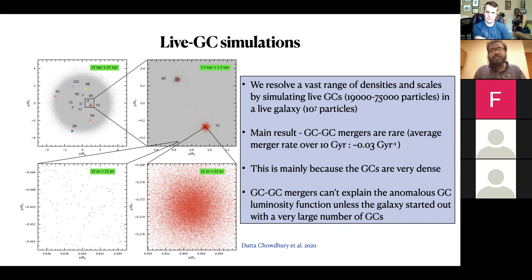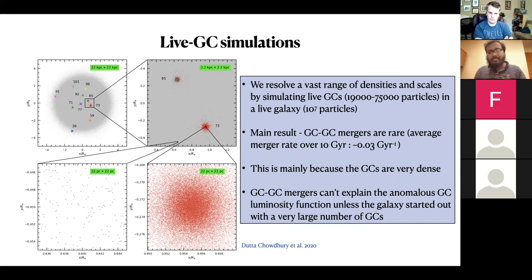And the upshot that we found was that mergers are actually very rare. We did this with simulations, and we also calculated the merger rate analytically. The main reason mergers are rare is that, given the number density of the globular clusters and the sizes of the globular clusters, if you do the calculation, the merger rate turns out to be low. And therefore, we think that globular mergers cannot explain the anomalous luminosity function of the globular clusters.